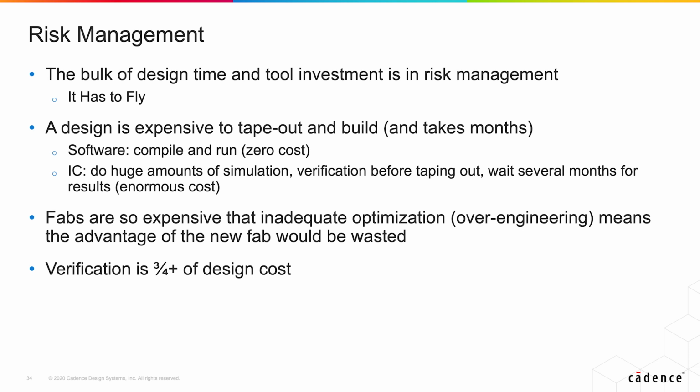And you might think that, well, you can just make everything a bit pessimistic, but that doesn't really work because fabs are so expensive that if you are pessimistic, you may as well have used the fab from the generation before, because you're not taking advantage of the fab that you've just built for $10–15 billion.